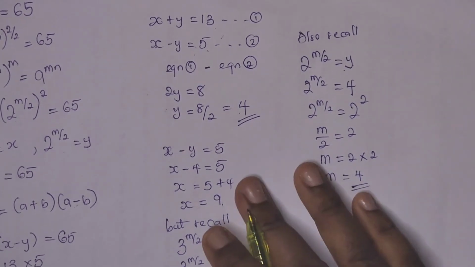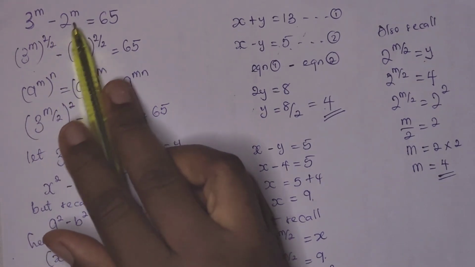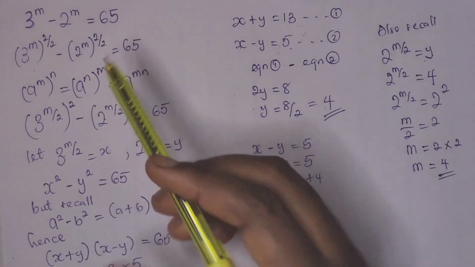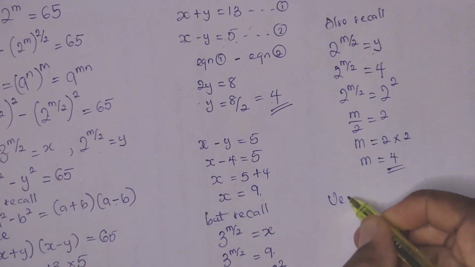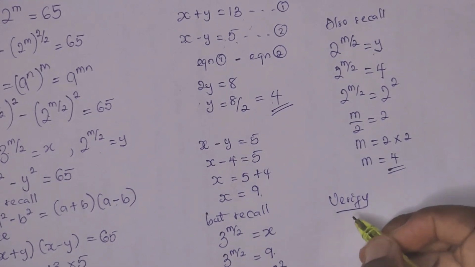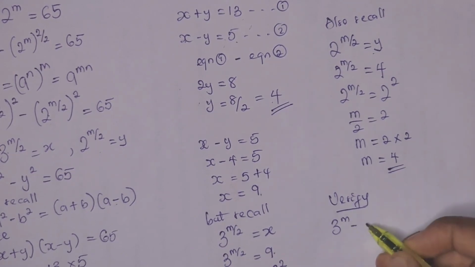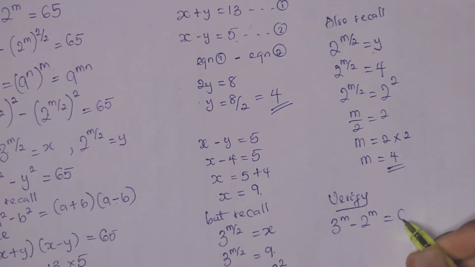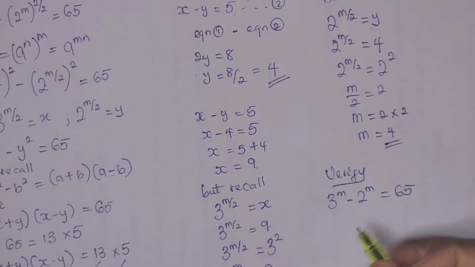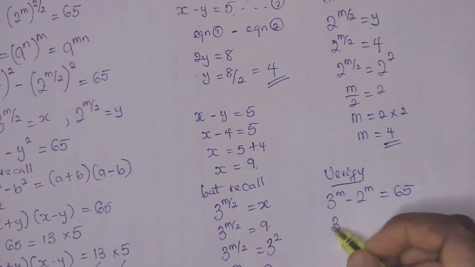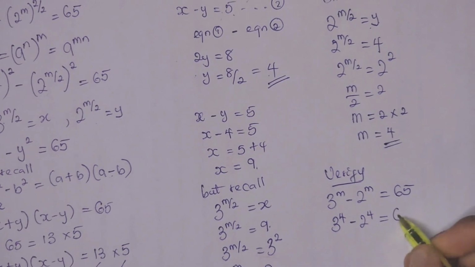So remember the question, 3 to the power of m minus 2 to the power of m equal to 65. So we are going to be verifying it. So let's verify. 3 to the power of m minus 2 to the power of m equal to 65, and our m is 4. So we have 3 to the power of 4 minus 2 to the power of 4 equal to 65.